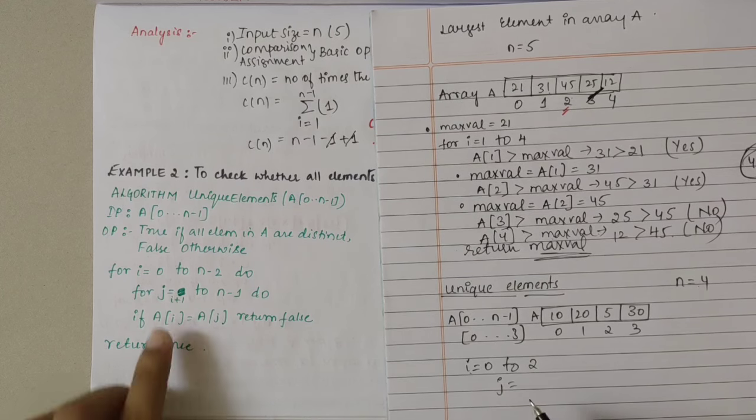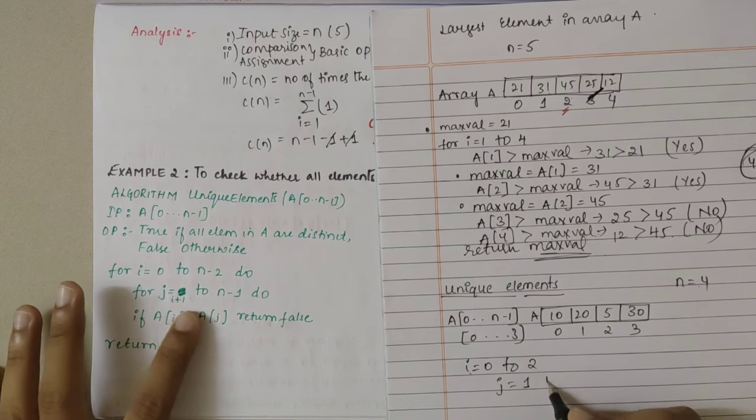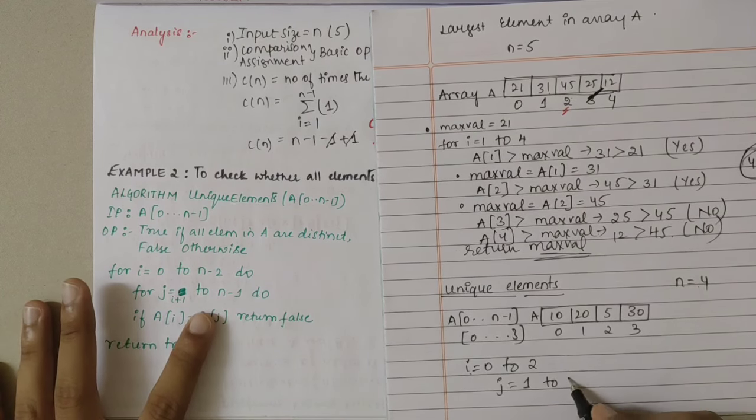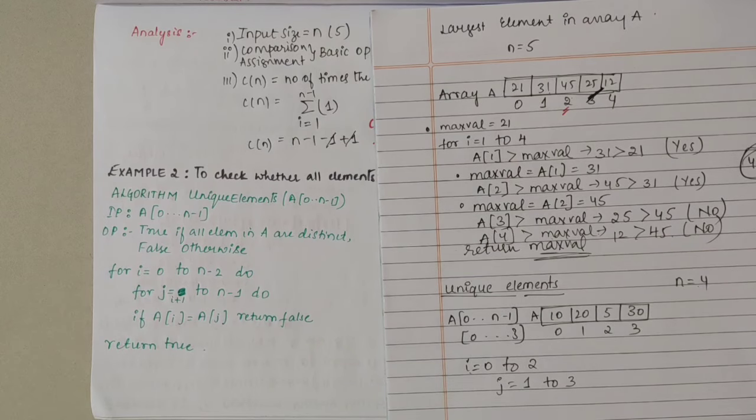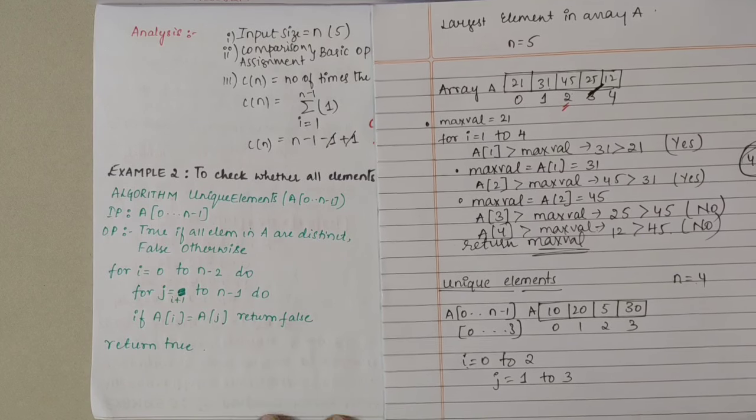Next I have j. J is i plus 1, so 0 plus 1 is 1, up to n minus 1. 4 minus 1 is 3. J will range from 1 to 3. Now I need to check this condition: if A of i is equal to A of j, return false. Else return true. Okay, so let me write this.